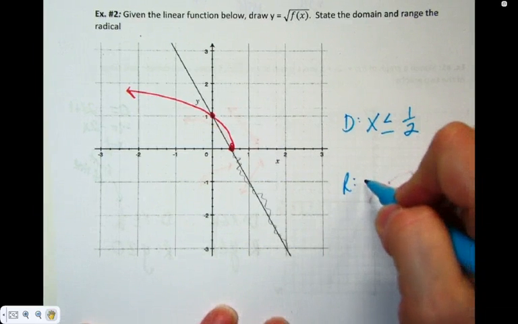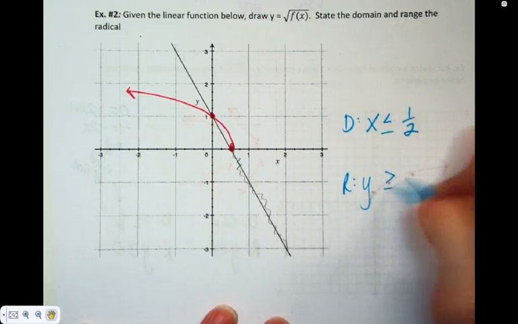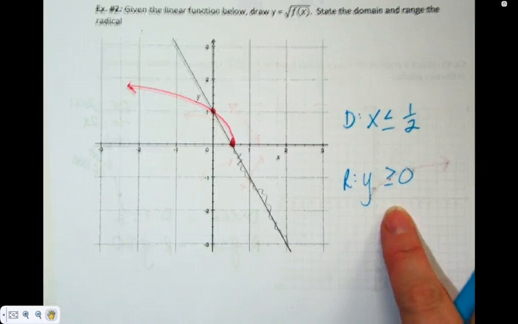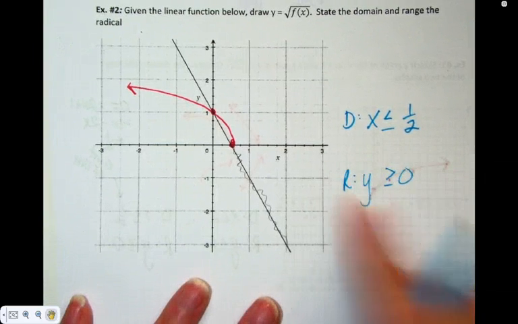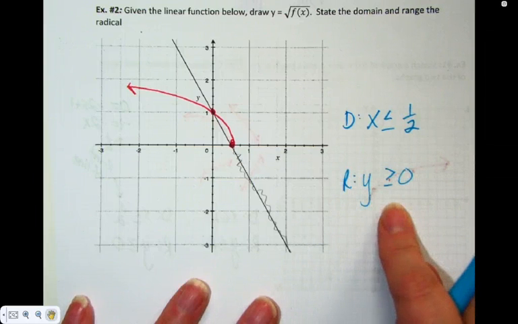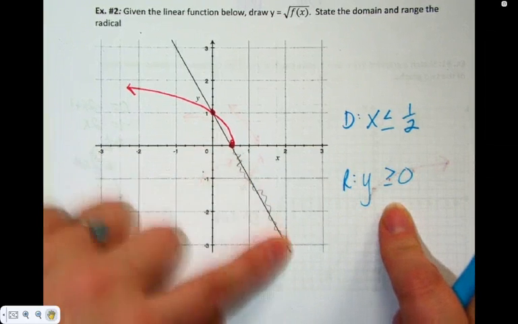Range? Y is greater than or equal to 0. Same thing it always is for radical. That's exactly what I was about to say, is notice that's always going to be for a radical graph. Why? Because you cannot square root a negative number. Because I crossed out these points underneath.